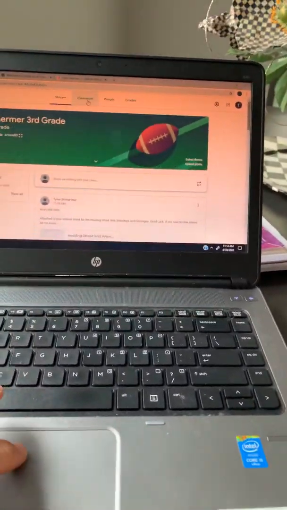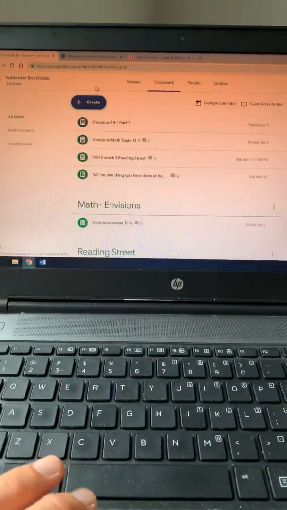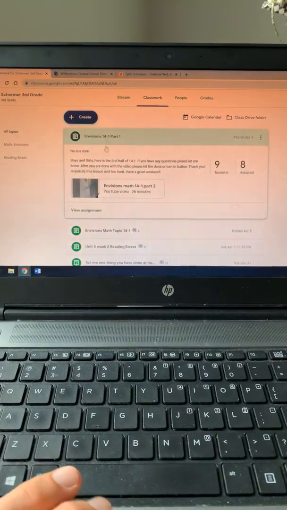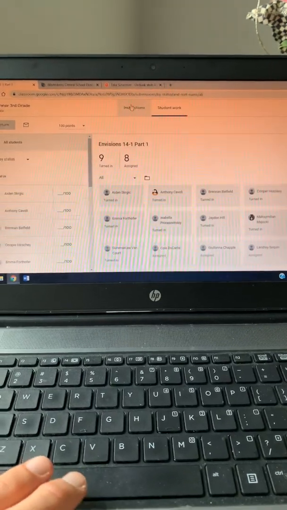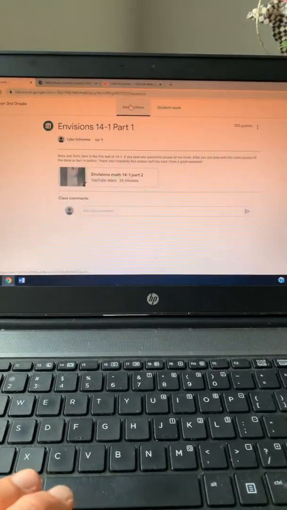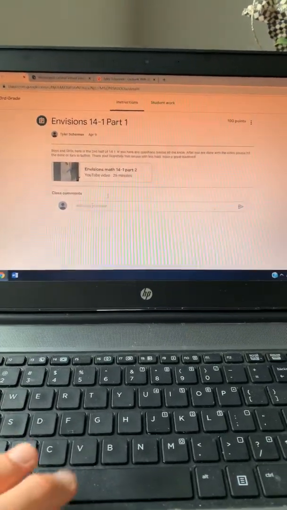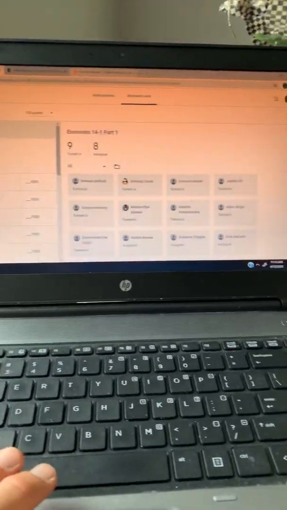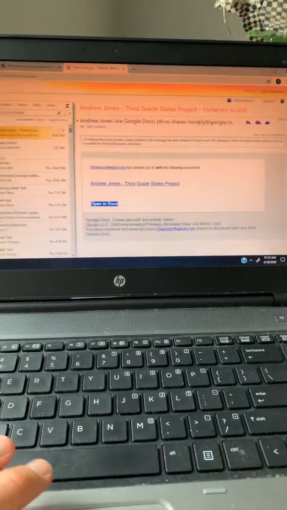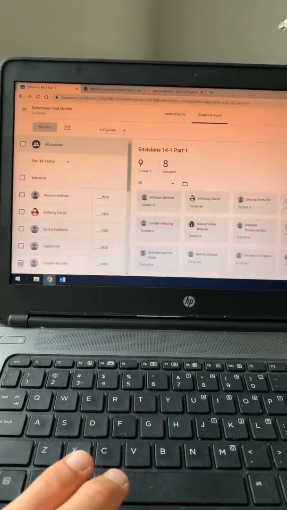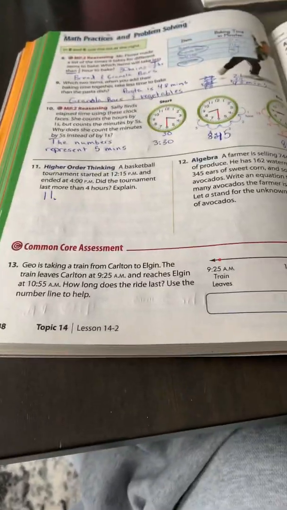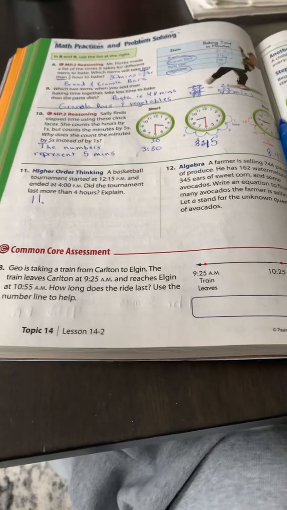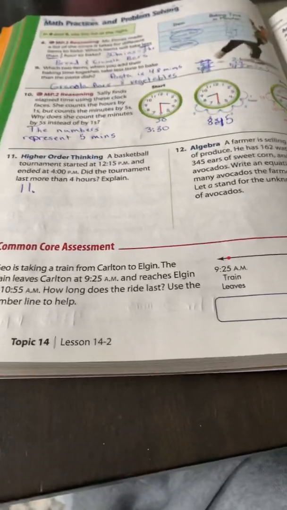So under classwork, when I post the assignment, you know how you can write in the comments? This is one from the other day. If we go to view assignment, your page is going to look a little different than mine, but you know where it says classroom comments? You're going to tell me the answers before Tuesday's lesson. So get it done Monday, before Tuesday's lesson. You're going to tell me in the classroom comments when I post it what the answers are for 11, 12, and 13. Try those on your own, all right?